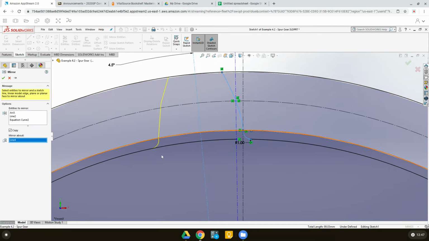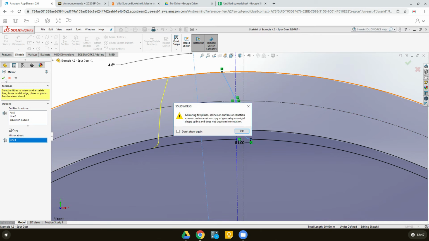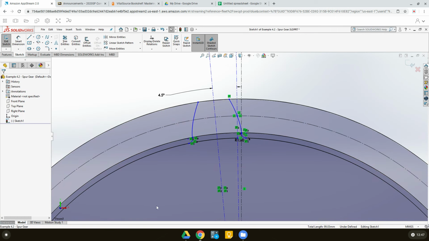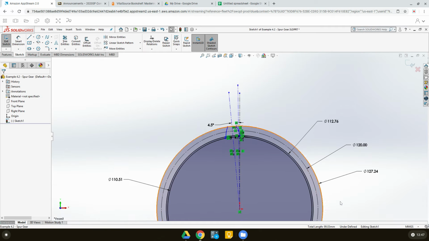And you can see the preview. And that's looking good. I got an error here or something. Mirroring fit splines on surface or equation curves create a mirror copy. I'm just going to say okay here. Okay, so we got that. So one tooth of the gear is complete. Now I guess we should go ahead and create a circular pattern, circular array. Create 20 more teeth by doing that.